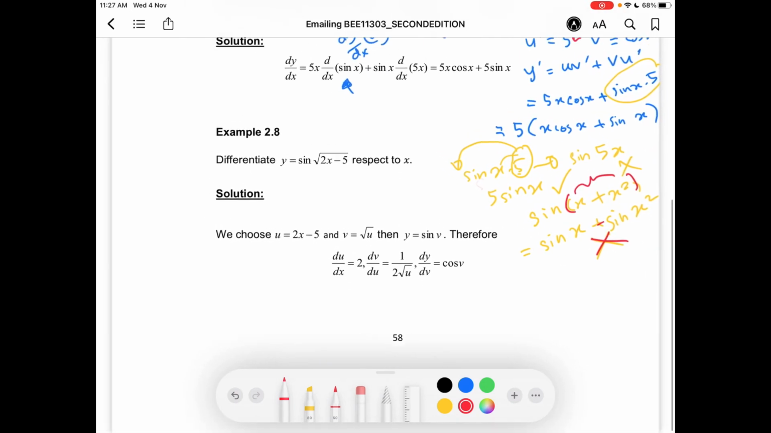Now we go to example 2.8. I think we have done this example by using the first principle rule. I can't remember this one. Oh no, this one is sine. Okay, sorry, my mistake.